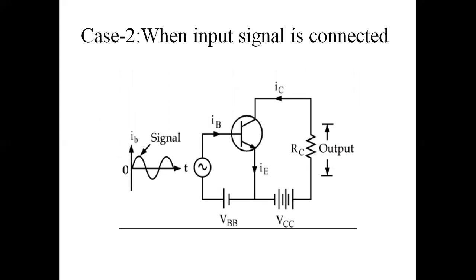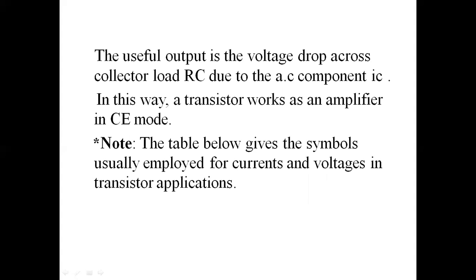So consider for positive half cycle. For positive half cycle duration, IC is increasing, collector current is increasing. When collector current increases, VCE will decrease. Similarly, since VCE is decreasing, during positive half of the input signal we are going to get the negative half, a decreasing voltage. Similarly, when the input is negative half, IC is decreasing. So according to the formula, VCE equals VCC minus IC RC. Since IC is decreasing, VCE is increasing. So during negative half of the input cycle, we'll get maximum VCE value.